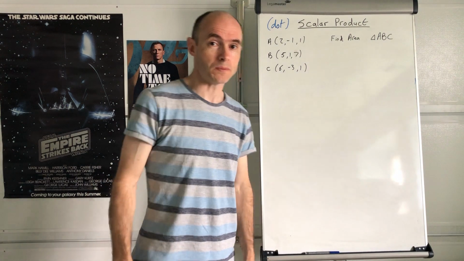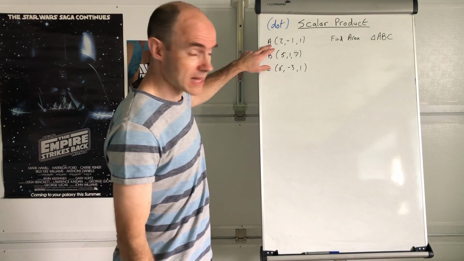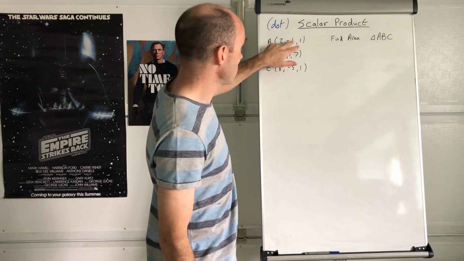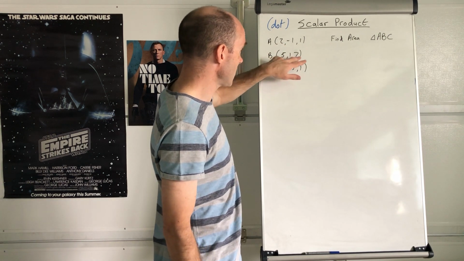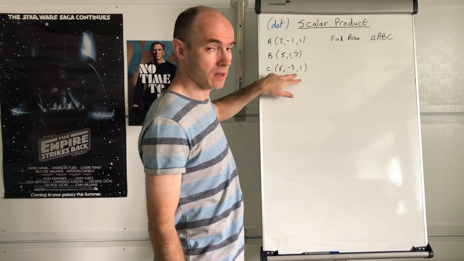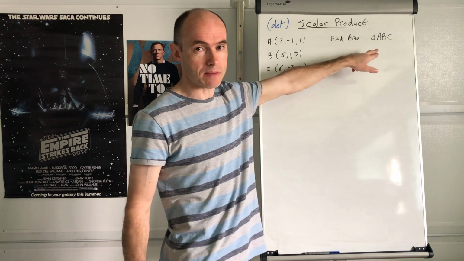Right, here's a question for you to do. You've got points A, B and C, where A is (2, -1, 1), B is (5, 1, 7), and C is (6, -3, 1). You need to find the area of triangle ABC.